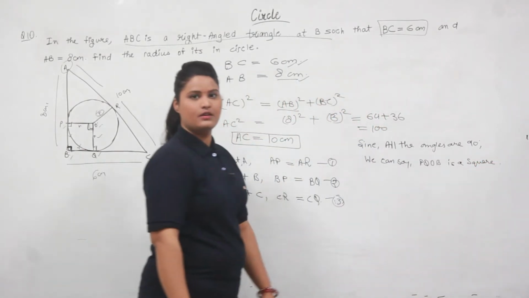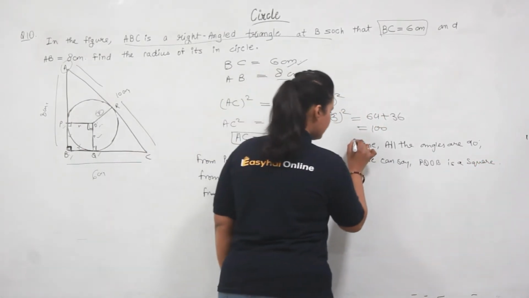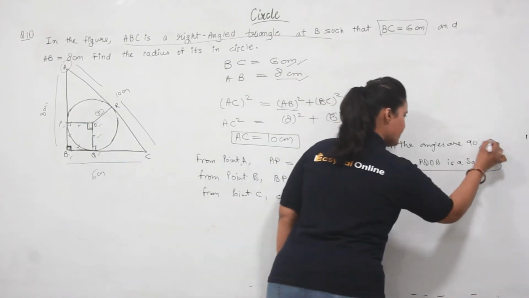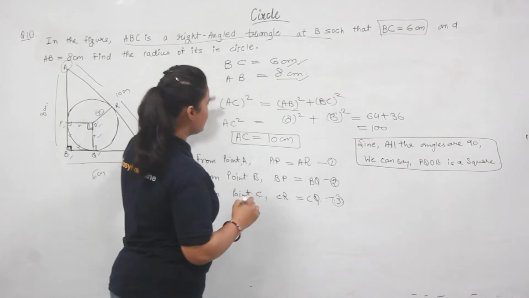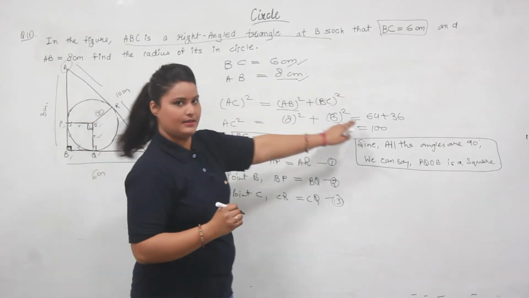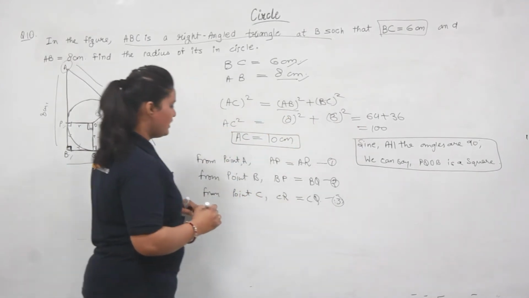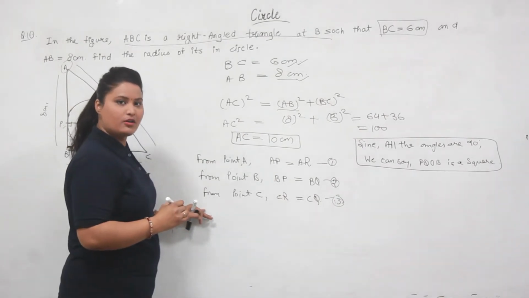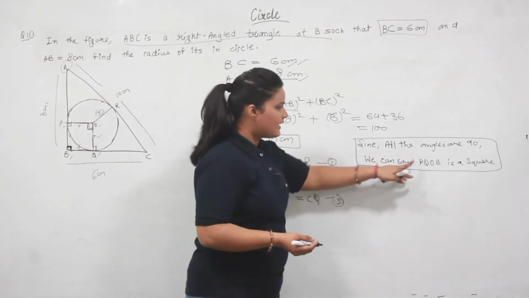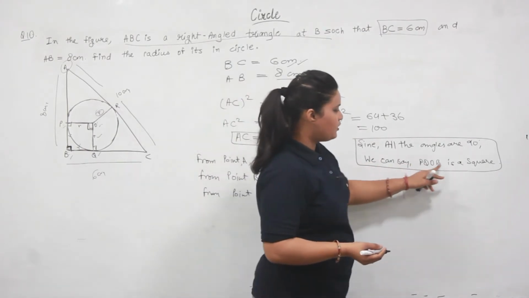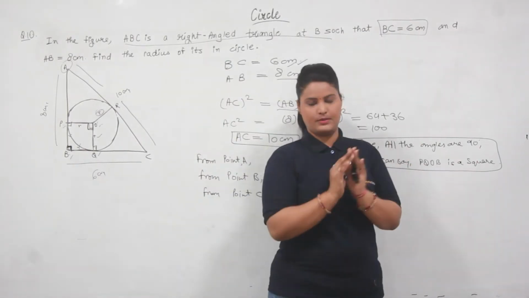Clear, class? Okay, now this is another thing. We are just breaking it to come to the conclusion. First part is this, that we have to find out the length of AC. Second, we equalize the tangents, that what part of tangent is equal to what another part. Now this is the third, that we can say that PQOB is a square. This is the third part.